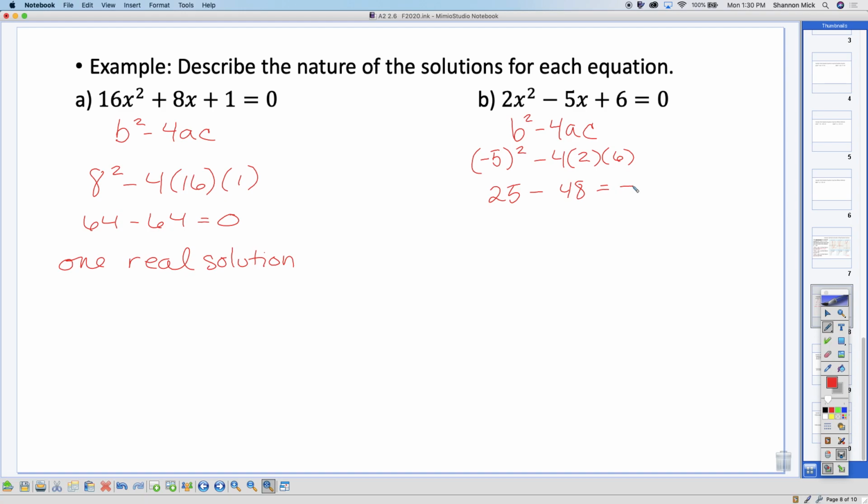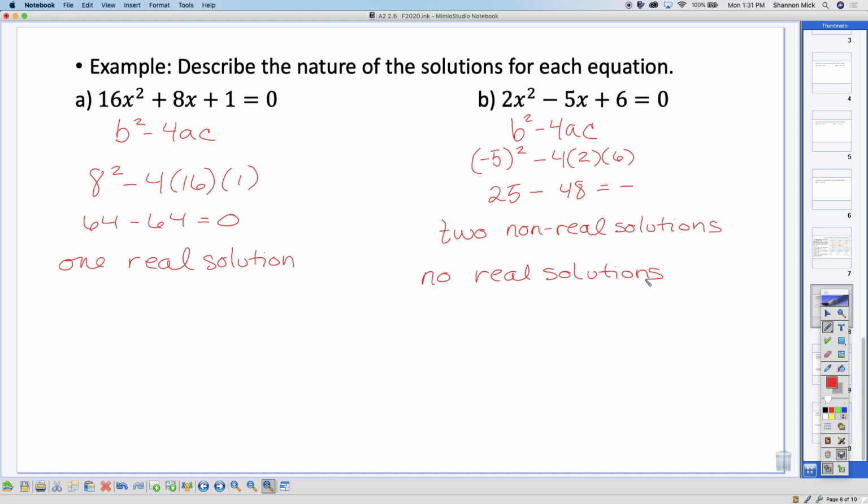Right. So there are 2 non-real solutions, meaning there are no real solutions. And what you're typically going to write is no solution, but that's not a correct statement. The correct statement is there are no real solutions. There are solutions, they're just not real.